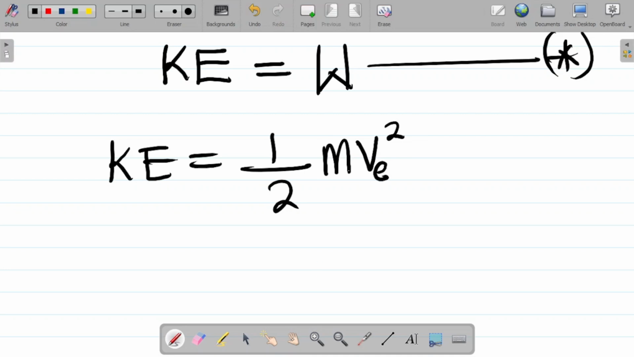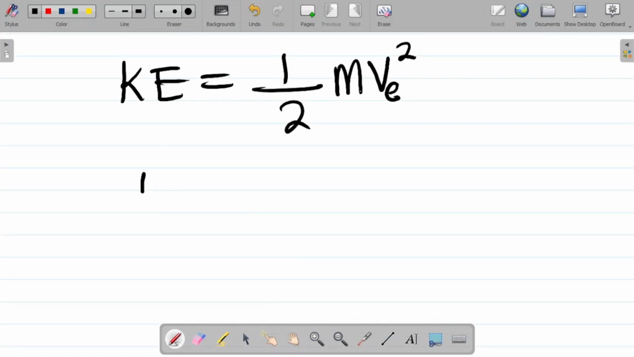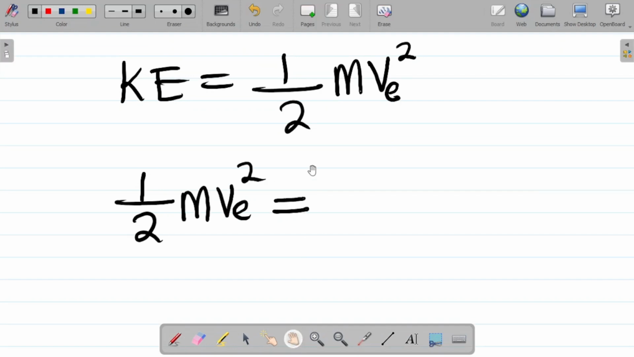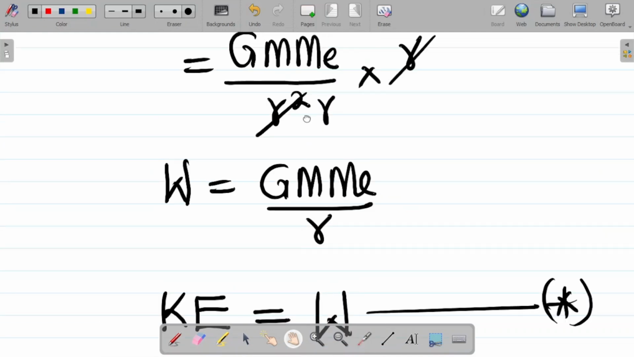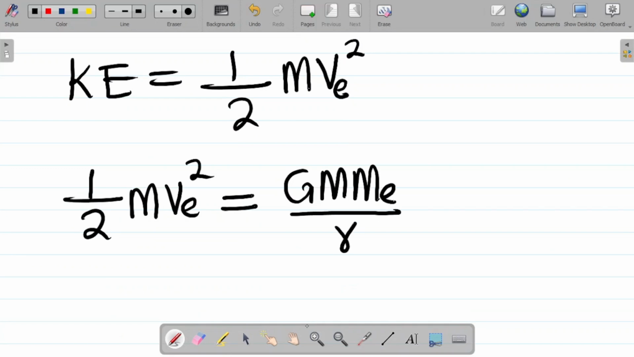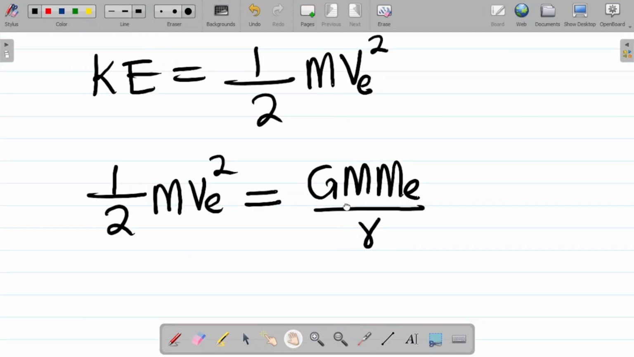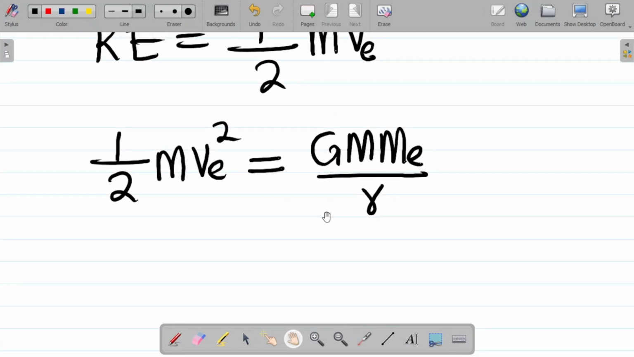If I substitute this value here, you have that KE, which is simply half m Ve squared, is equal to the work done. The work done is G M Me all over r. So we have this case here. From this equation, our next task will simply be to solve it.